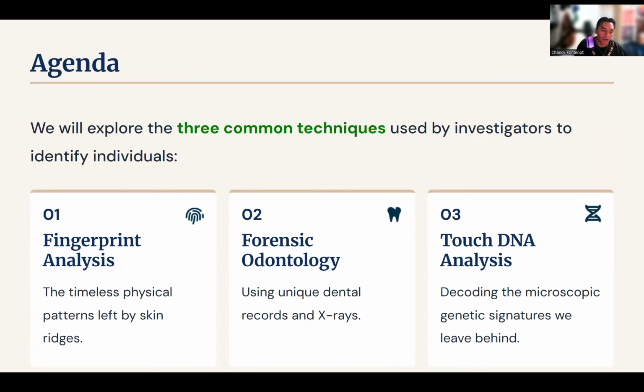So here's our roadmap for today. It's going to be broken down into three pillars, with the first being fingerprint analysis, which is just moving past basic patterns to look at the testing protocols that experts use. Then we're going to move into forensic odontology, which is how dental data is mapped and tracked. And then we'll get into touch DNA analysis, which is how a tiny invisible cluster of skin cells gets turned into a full genetic profile.